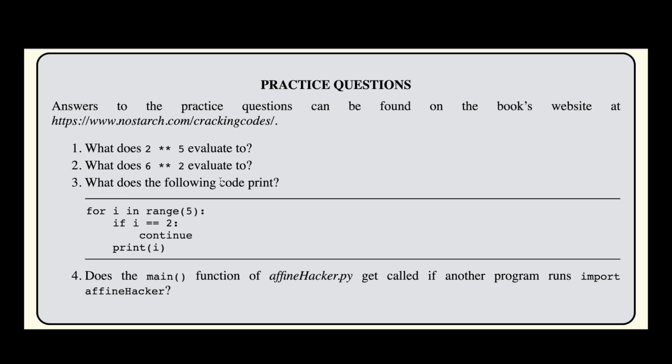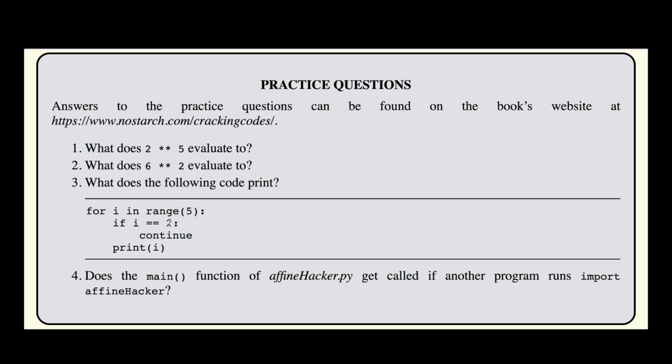Next up, what does the following code print? We have a for loop here that's looping for i in the range of 0 up to but not including 5. And if i is equal to 2, we're going to execute the continue statement and therefore jump to the beginning of our loop again. Otherwise, if i is not equal to 2, then we're simply going to print out the value for i. So that means we're going to start out with a value of 0, which is not equal to 2. So therefore we're going to print out 0. Then 1 is not equal to 2, so we're printing out 1.